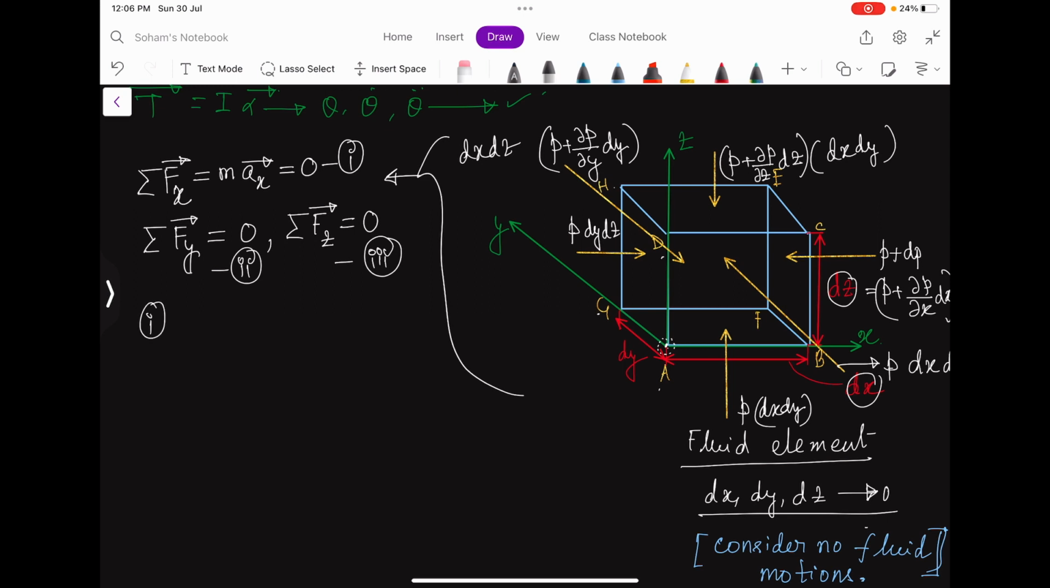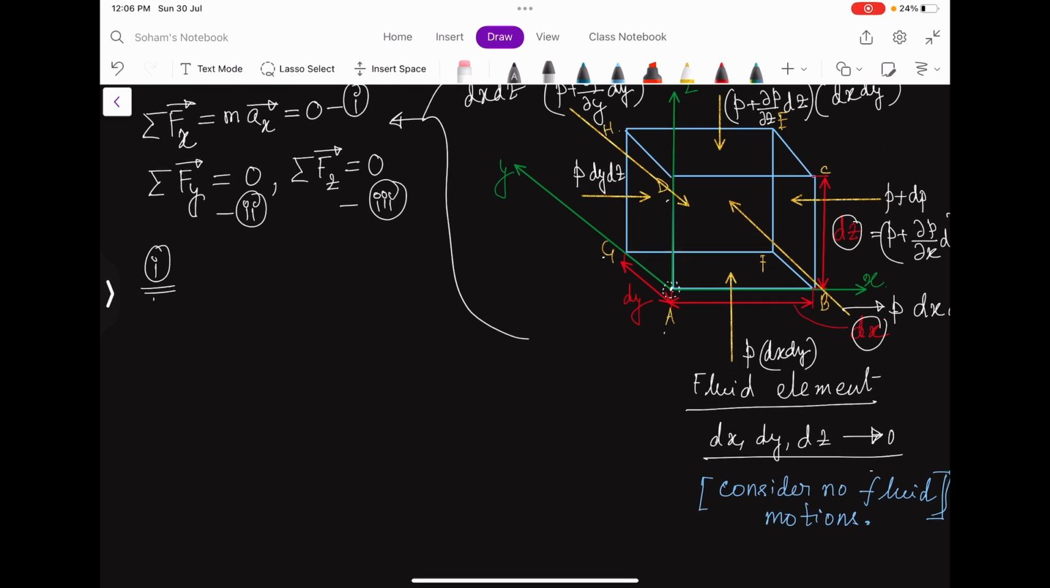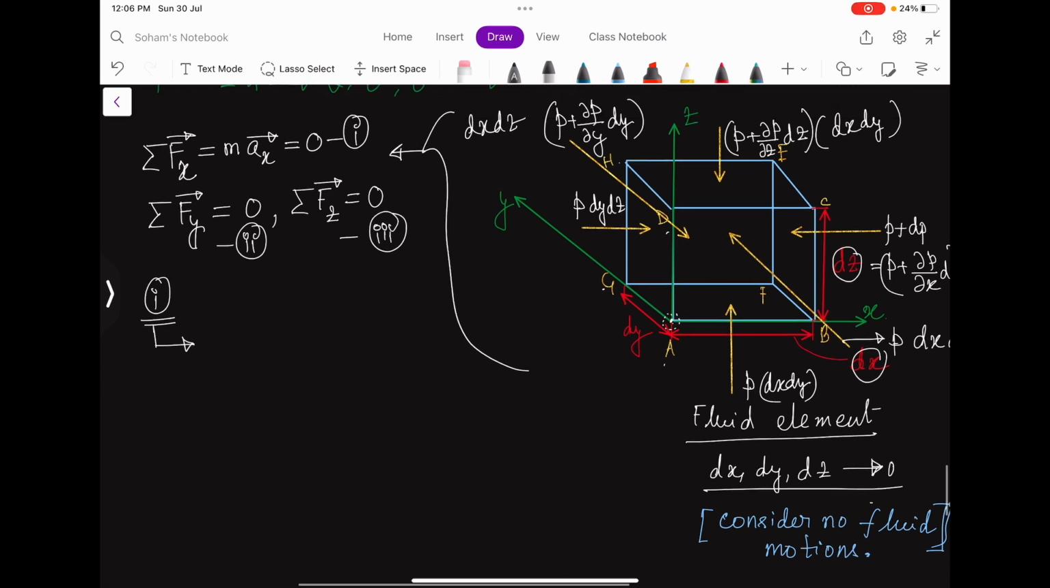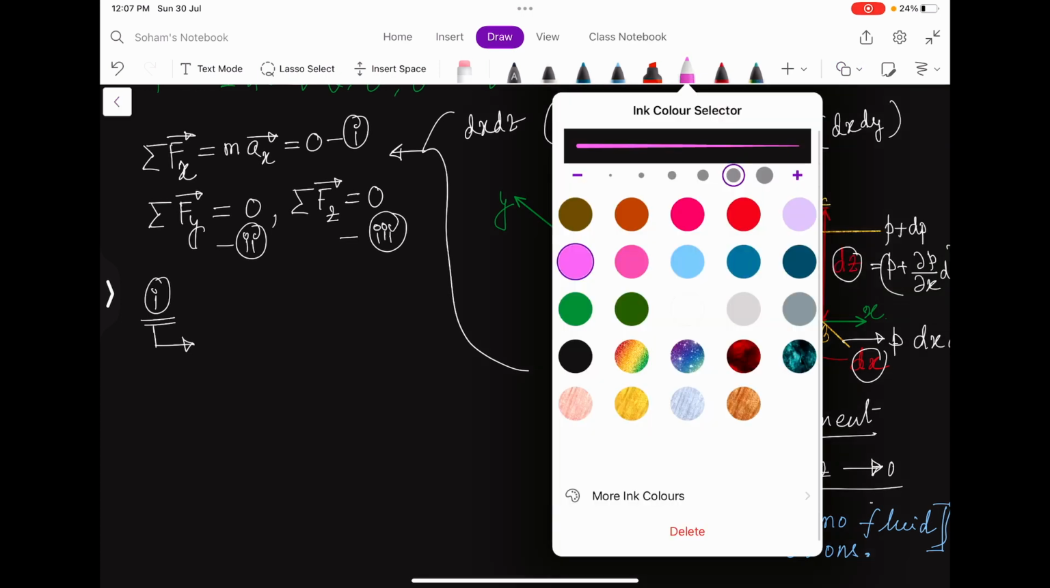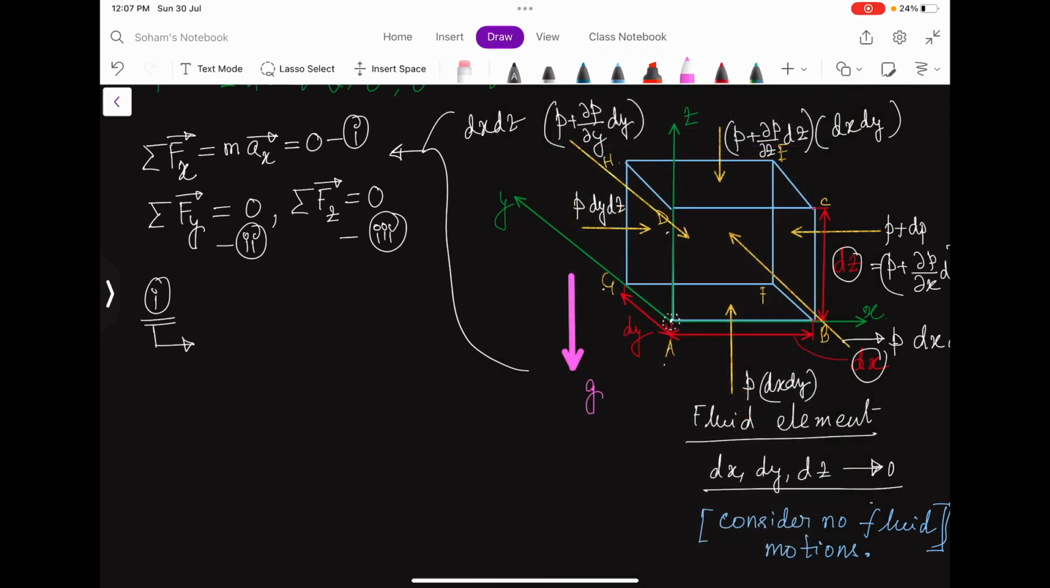So for equation 1, is there any force acting in x direction? I think no, because the only force we will consider is the gravity force. The only force that we should consider is the gravity force acting in this direction, that is minus g k cap. So this is the direction of gravity force.